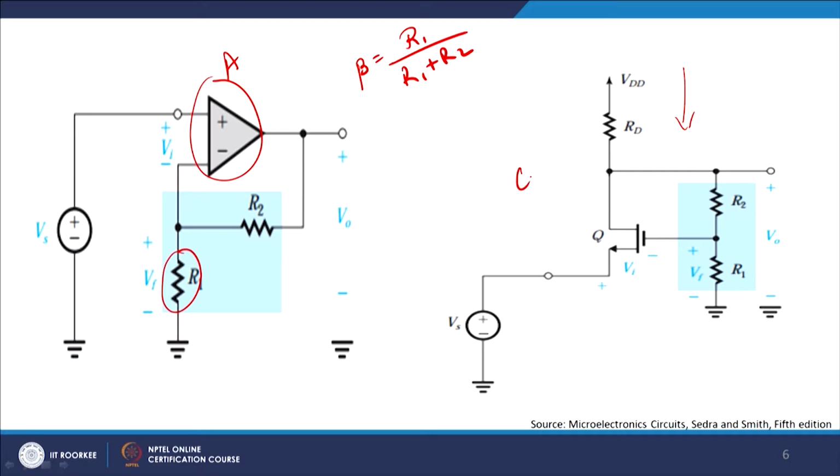This is a common gate stage, because you are giving the source input signal to the source side of it, and so source to gate, so Vi will be between VGS, which is between these 2 points, and therefore you will automatically get a variation in the output voltage here.